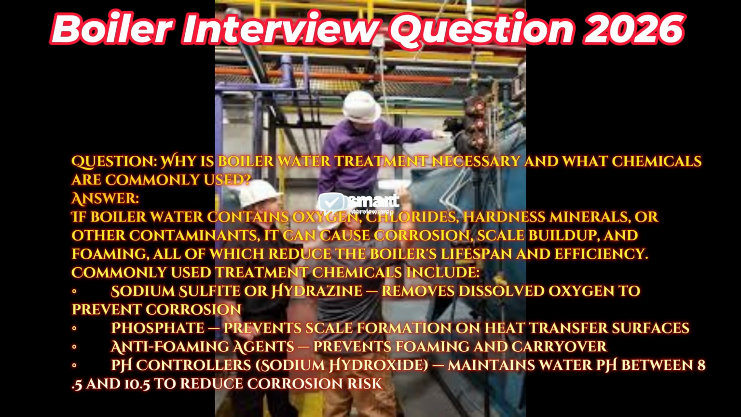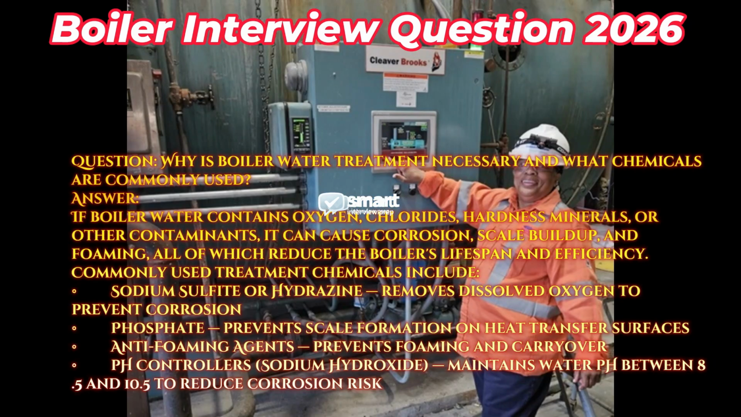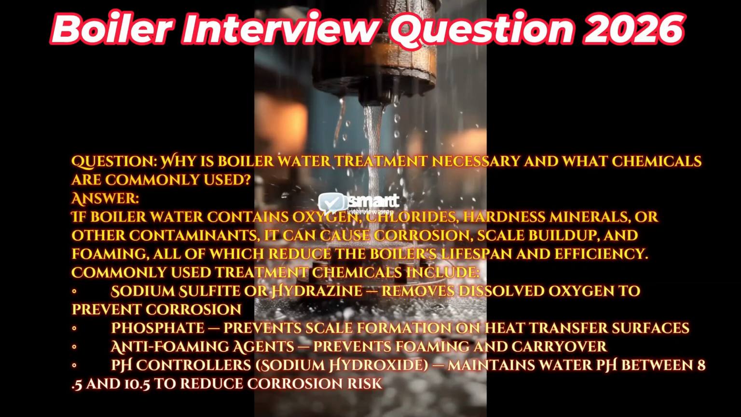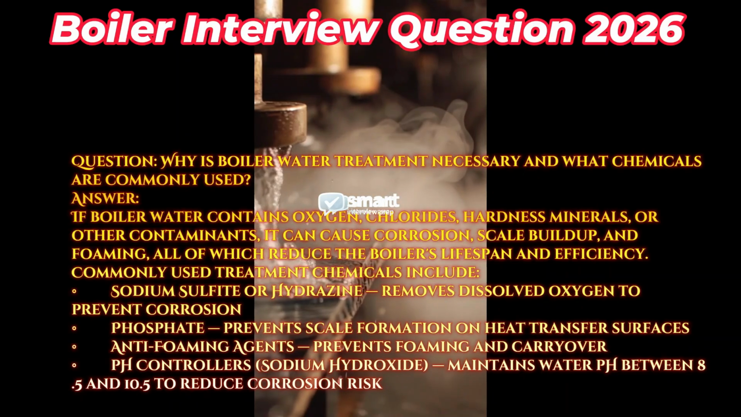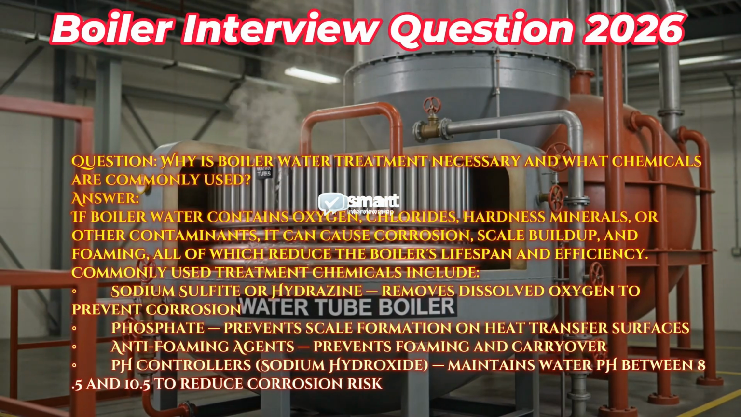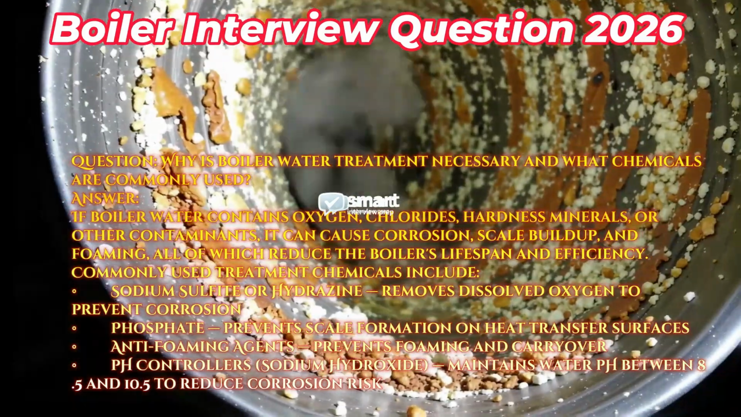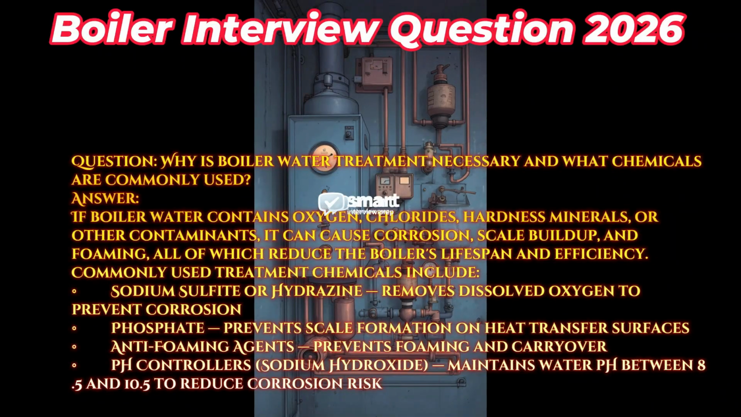Answer: if boiler water contains oxygen, chlorides, hardness minerals, or other contaminants, it can cause corrosion, scale buildup, and foaming, all of which reduce the boiler's lifespan and efficiency. Commonly used treatment chemicals include sodium sulfite or hydrazine, which remove dissolved oxygen to prevent corrosion. Phosphate prevents scale formation on heat transfer surfaces. Anti-foaming agents prevent foaming and carryover. pH controllers, such as sodium hydroxide, maintain water pH between 8.5 and 10.5 to reduce corrosion risk.